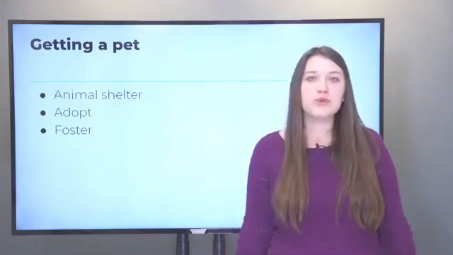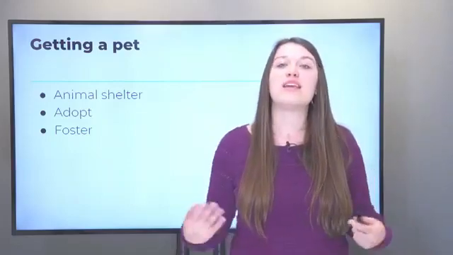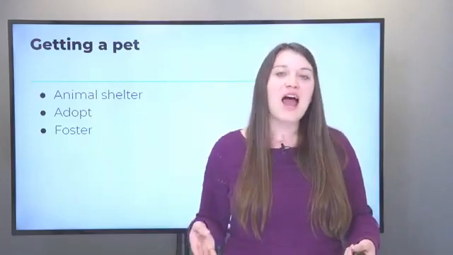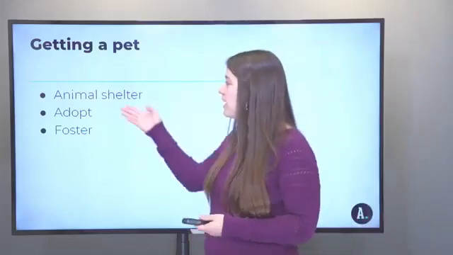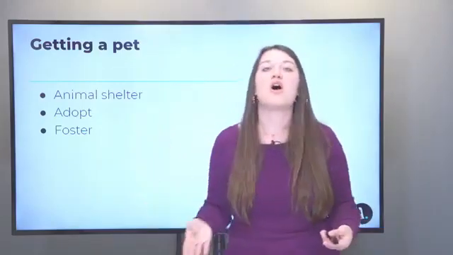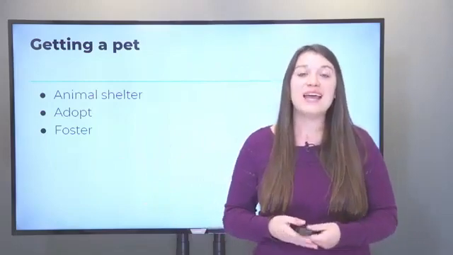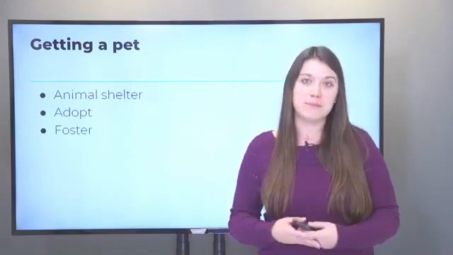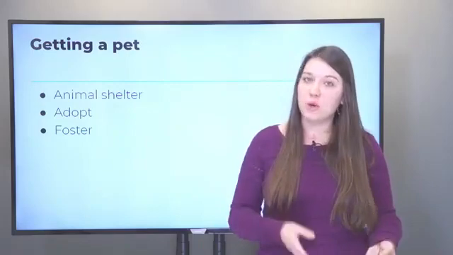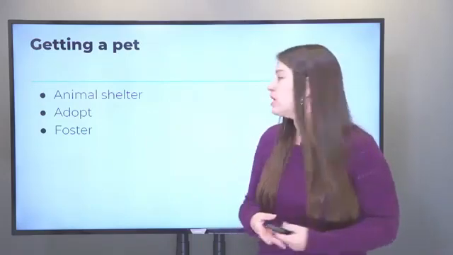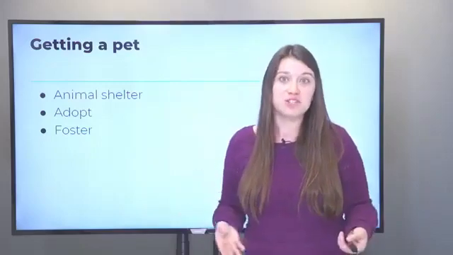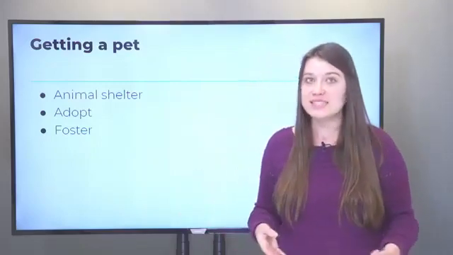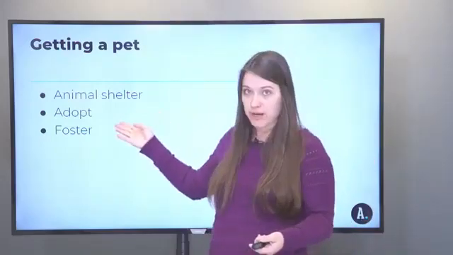All right, let's go through the process. Say you are thinking about getting a pet. How can you go about doing this? So what you can do, you can go to an animal shelter. This is what it's called, a place that keeps animals that have maybe been abandoned or they don't have a home. So you go to the animal shelter, you ask, I would like to have a dog, I would like to have a cat, and you can adopt one.